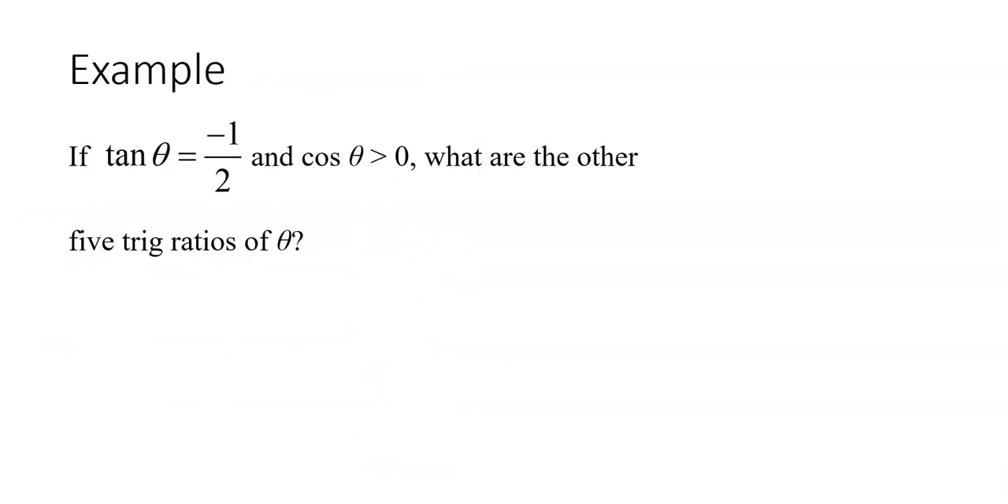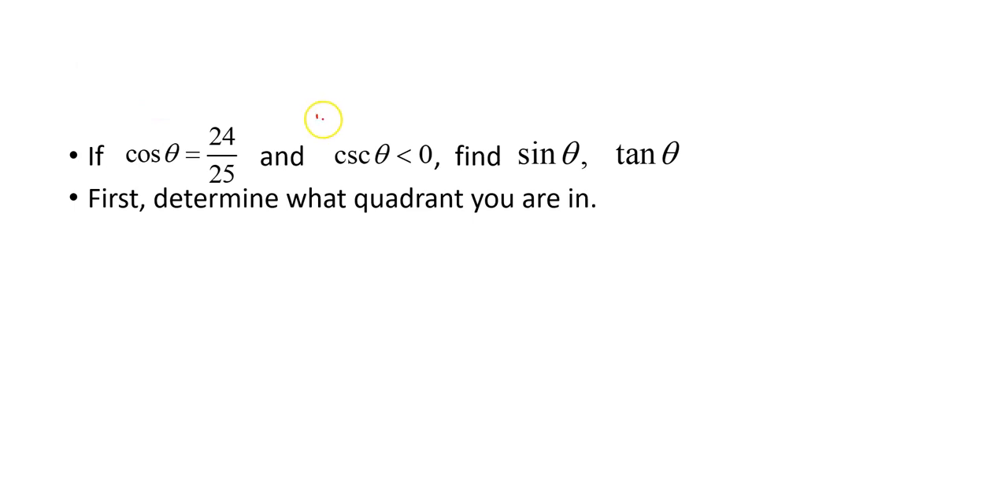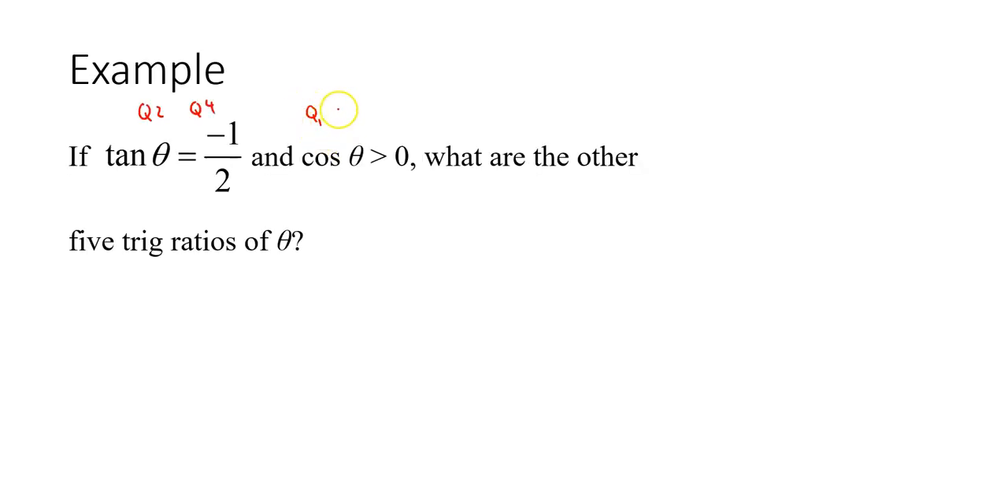All right, how about a couple of these? If the tangent is negative and cosine is positive, what are the other 5 trig ratios of theta? So tangent is negative when sine and cosine have opposite signs. So that happens in quadrant 2. It also happens in quadrant 4. All right, how about cosine being positive? Cosine being positive is the right half of the unit circle, right? That's where the x's are positive. So that happens in quadrant 1 and quadrant 4. Well, what do they both share? They both share quadrant 4. So this angle is somewhere in quadrant 4.